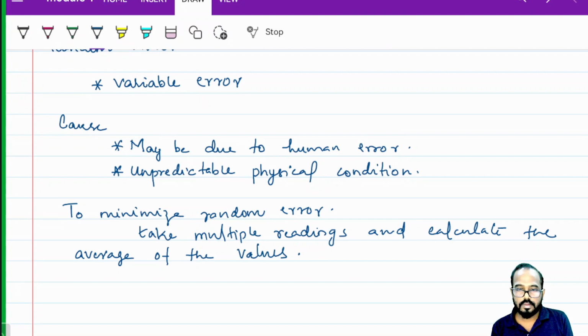Okay. From this video, you understood what is systematic error and what is random error, the causes, and how to minimize those errors, right? You have also heard terms like accurate reading and a reading that is very precise. The next topic is what is accuracy and what is precision. Okay, that we will discuss in the next video.